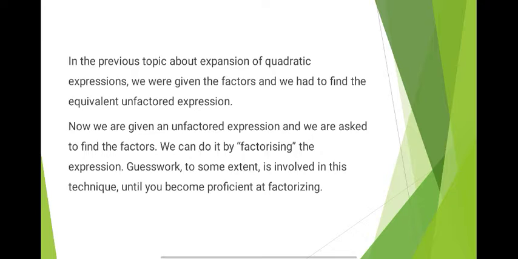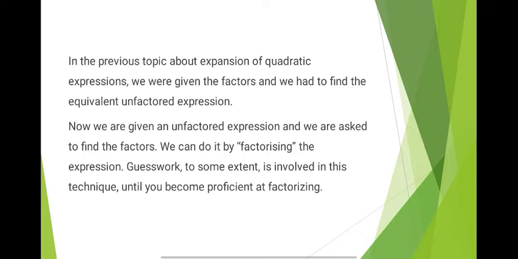In expansion, we were given the factors, which is something like, for example, x plus 2 in brackets times another one, for example x minus 3 in the brackets. These are called factors, right? They're still in the bracket form, and then we multiply them to expand it, right?